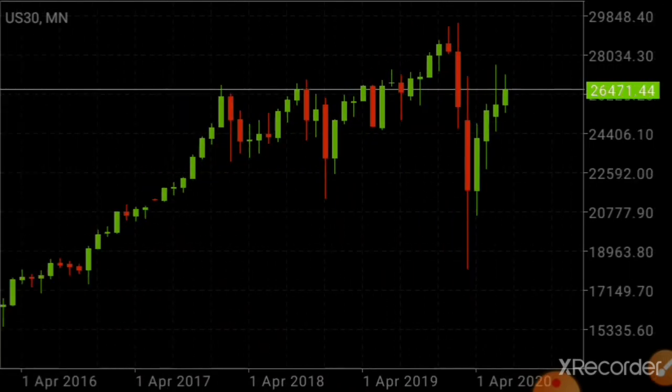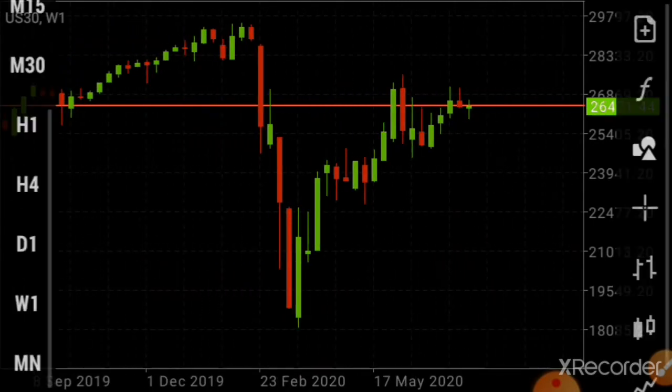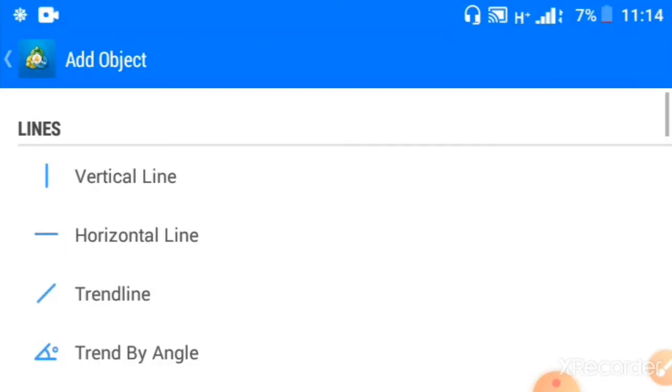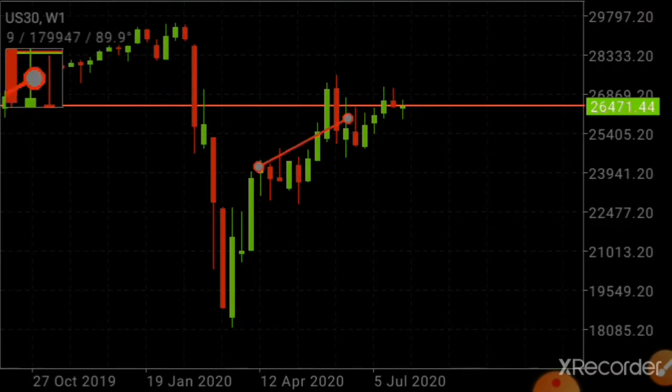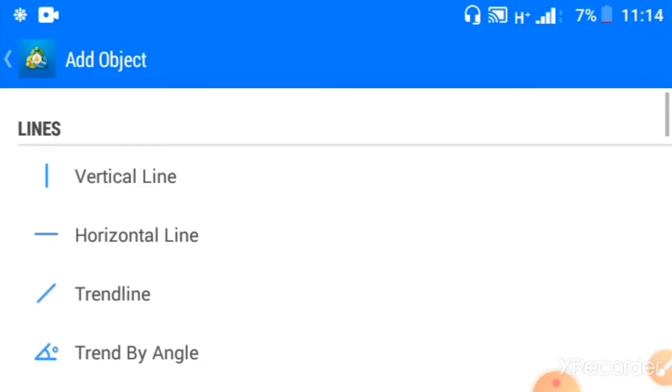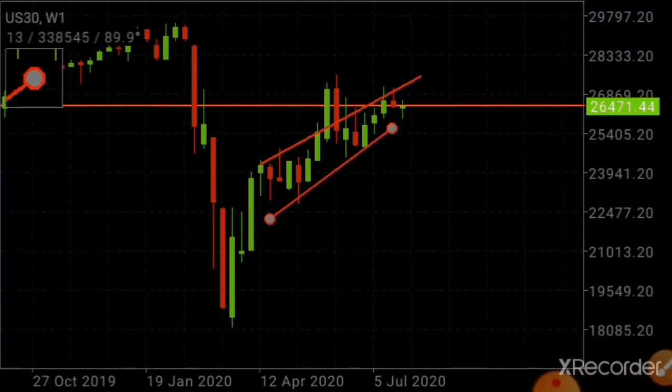But when we go to our weekly time frame, we can mark out our resistance and our support lines. So let's mark it out. Let's say this, this.